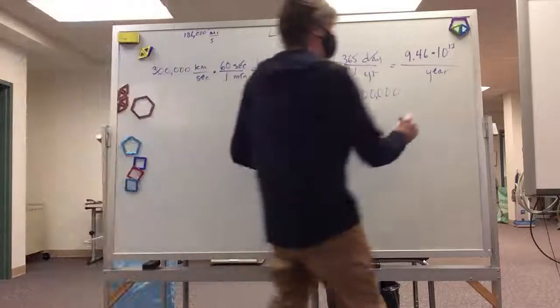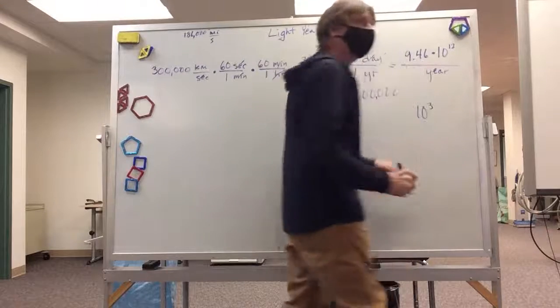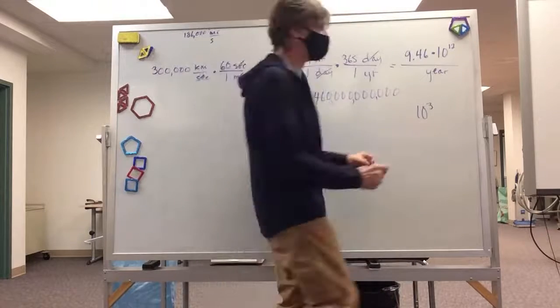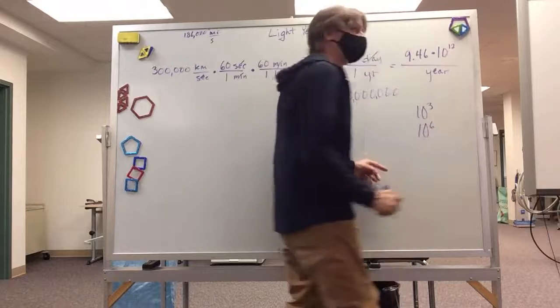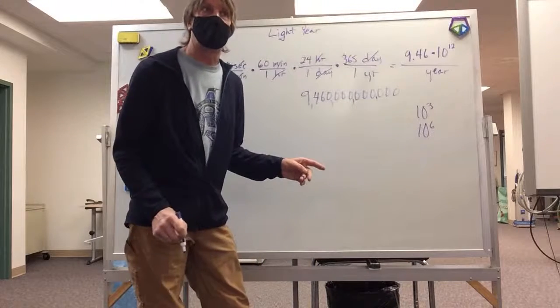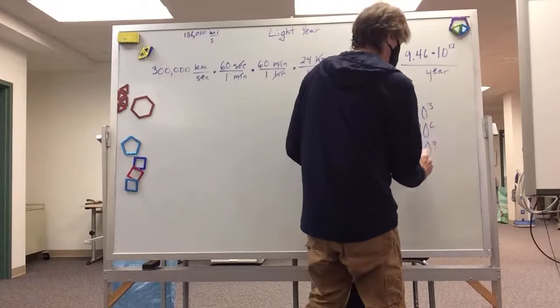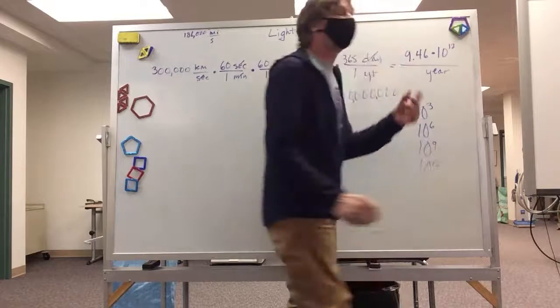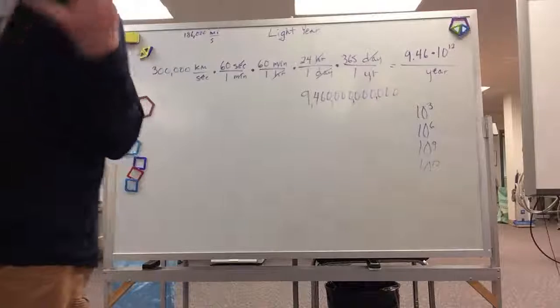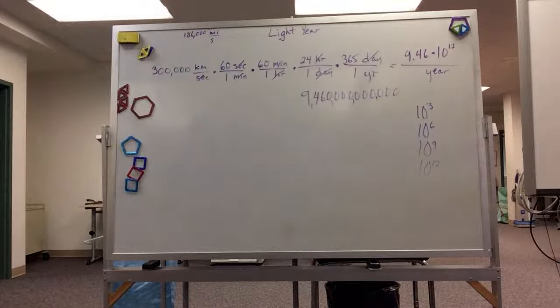Now, 10 to the third is 1,000. 10 to the 6th is million. 10 to the 9th is billion, and 10 to the 12th is trillion. So it's about 9.5 trillion kilometers in 1 light year.